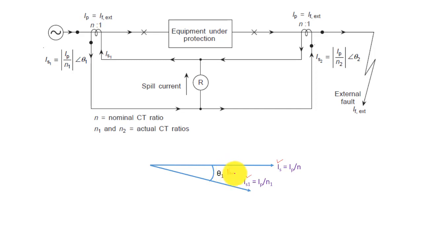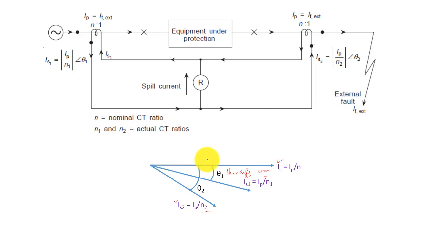and we call it phase angle error, right. So already we saw this phase angle error, and similarly for CT2 the secondary current IS2 is equal to IP by N2. N2 is the actual CT ratio of CT2 considering the ratio error, and the phase angle error is theta2 here, which is the angle between IS and IS2. Okay, so now we can see here the difficulty.